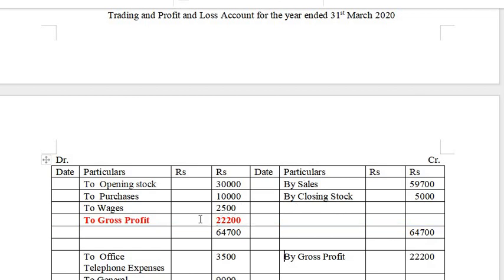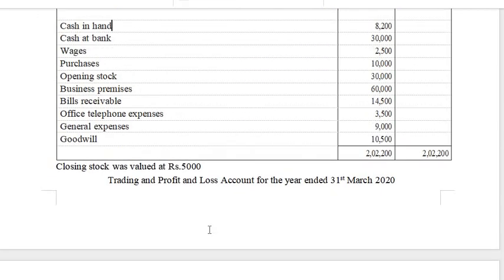Because income is more than expense, you are getting a profit. So in the trading account, this profit we mention as gross profit. Then the next one, the P&L account, we have to consider. First we have to transfer this gross profit to the income side, the right hand side of the P&L account. Then we have to consider all indirect expenses which are given in your question.